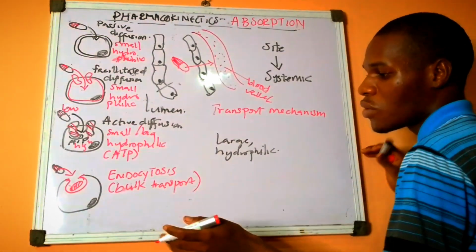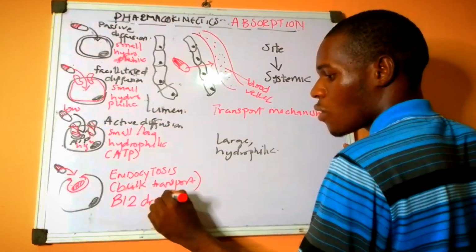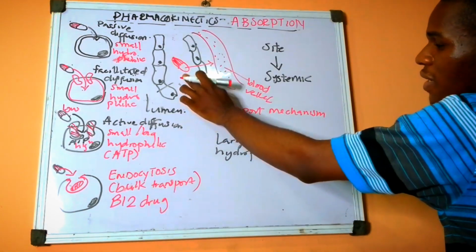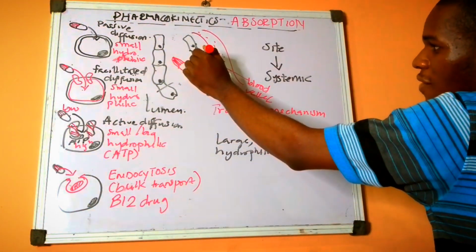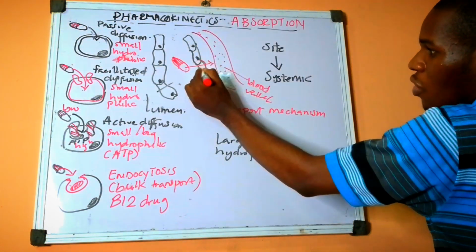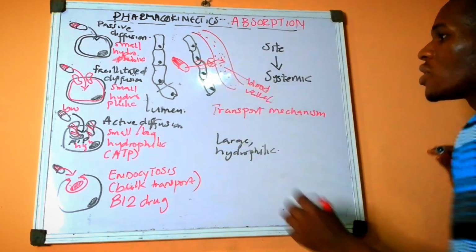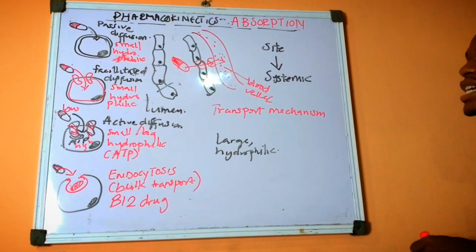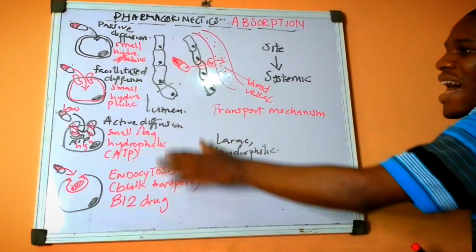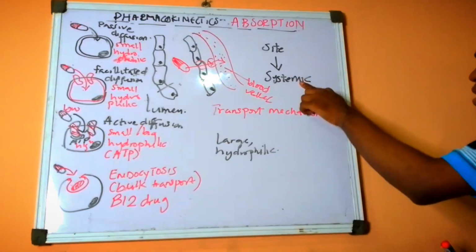An example of a drug that undergoes this type of transport is vitamin B12, the B12 drugs. For example, if I have B12 drug in the small intestine, the intestinal floor would actually endocytose the drug and then exocytose this drug into the bloodstream. So these are the transport mechanisms of absorption of drugs at their site of administration before they are absorbed into the systemic circulation.